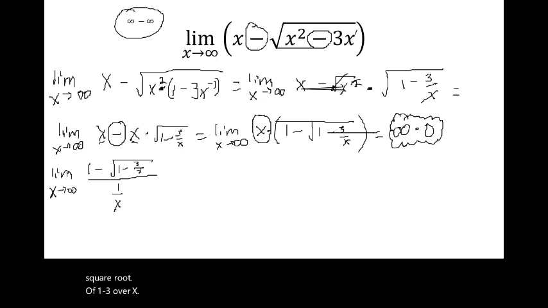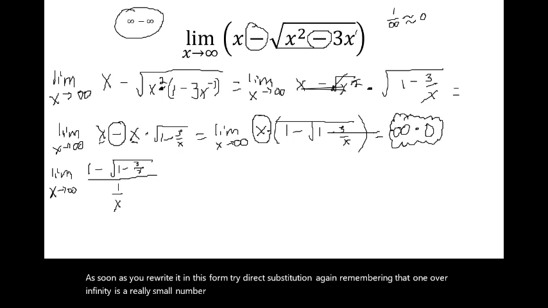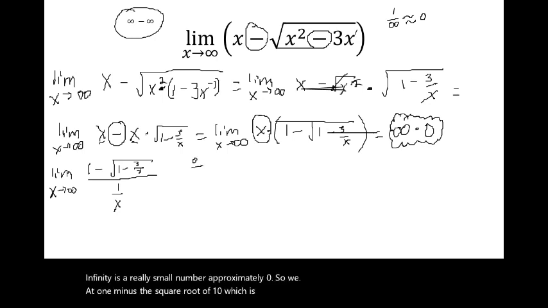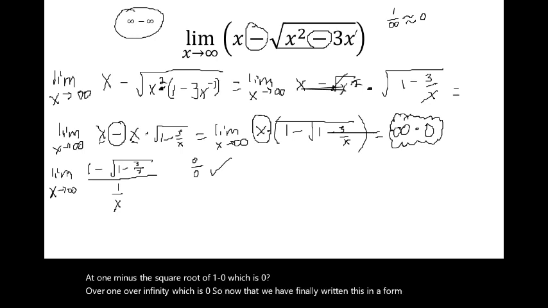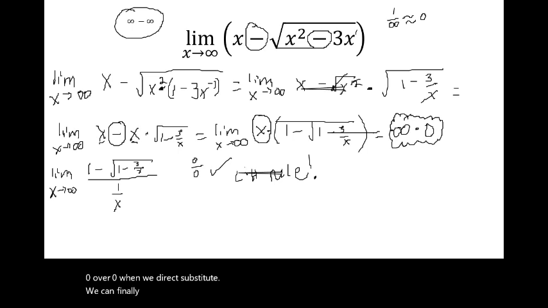Then, as soon as you rewrite it in this form, try direct substitution again, remembering that 1 over infinity is a really, really small number, approximately 0. So we get 1 minus the square root of 1 minus 0, which is 0, over 1 over infinity, which is 0. So now that we have finally written this in a form that gives us 0 over 0 when we direct substitute, we can finally use L'Hopital's rule.